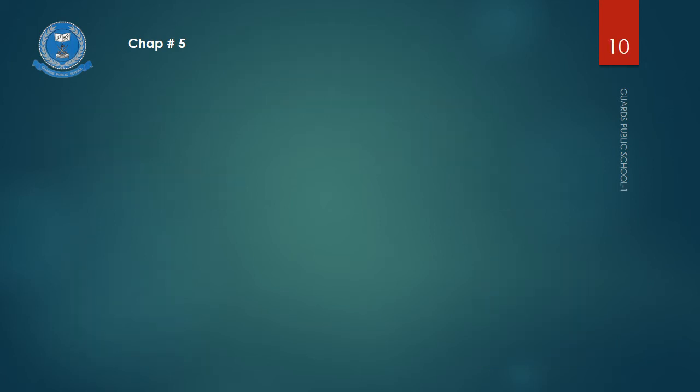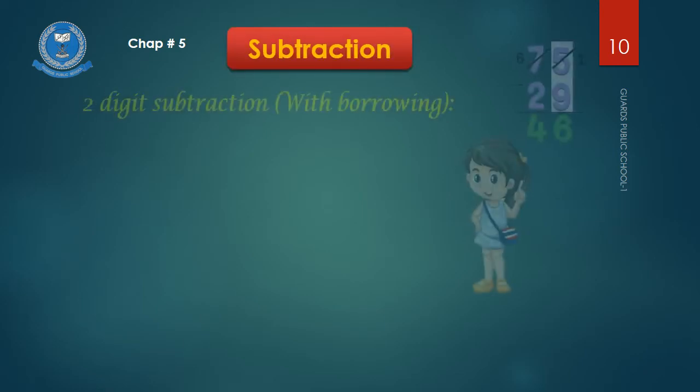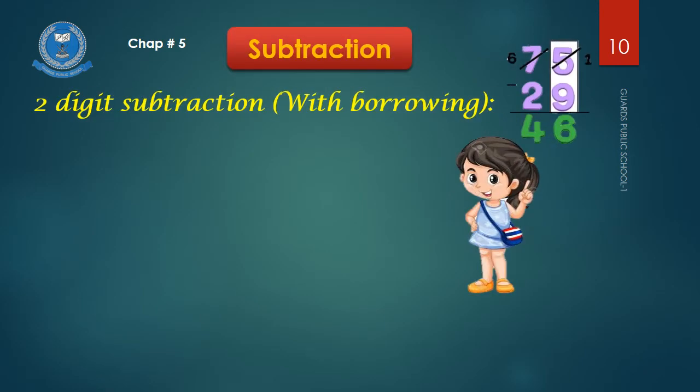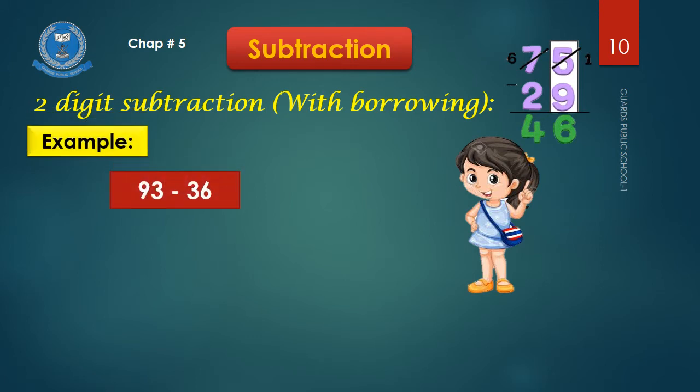Now, we are moving to our next topic, 2-digit subtraction with borrowing. For example, if we have numbers 93 minus 36. So students, first we write the numbers according to the place value. Now let's start to subtract. In the units column, we have numbers 3 and 6. Oops! How do we subtract 6 from 3?